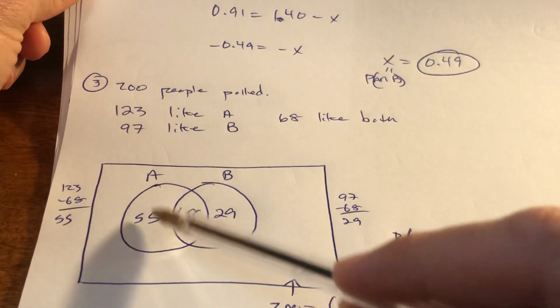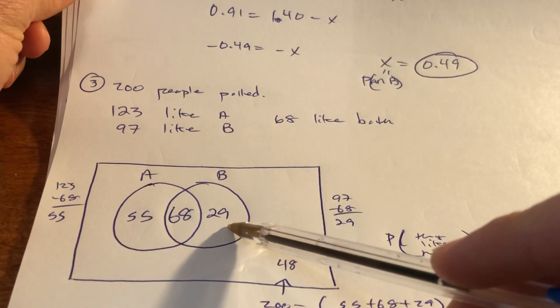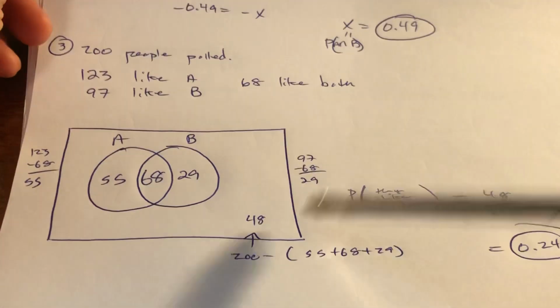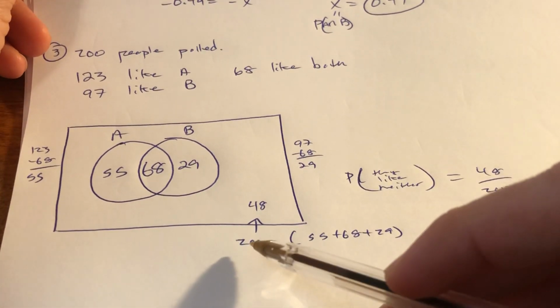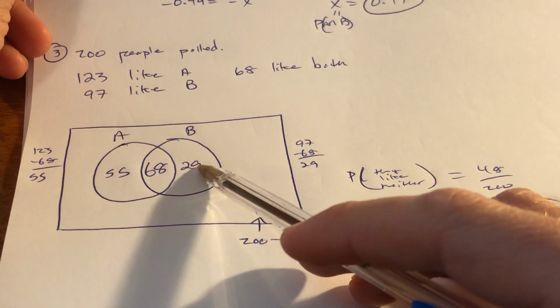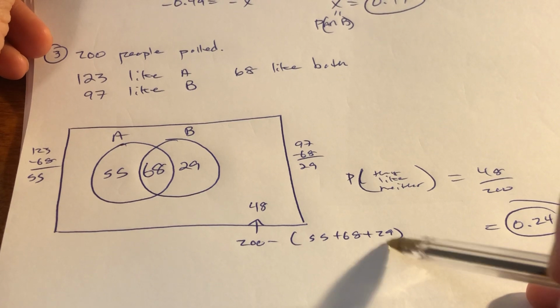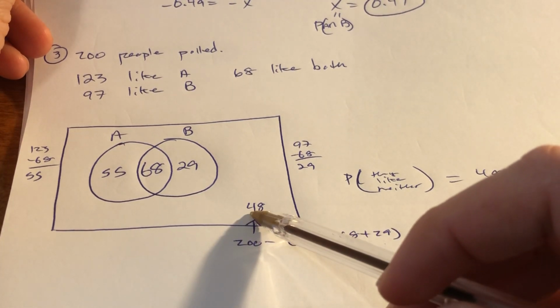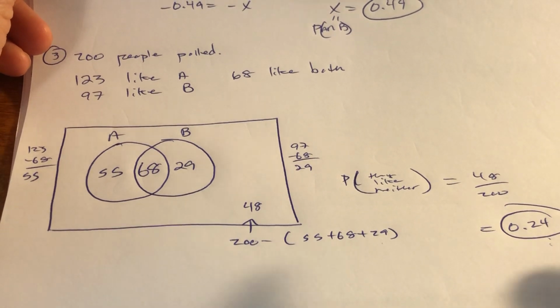So how many just like A only? 123 minus 68. How many just like B only? 97 minus 68. So there's people that are going to like neither, right? We're going to find that probability. So take 200, because 200 people were polled. 200 minus this plus this plus this. And I believe that's 152. So you get 48. So what's the probability that they like neither? 48 out of 200. That's the probability.